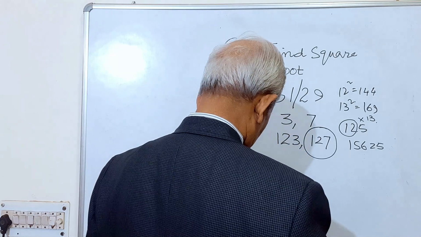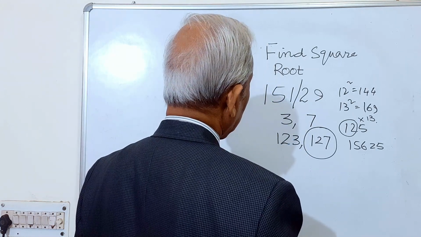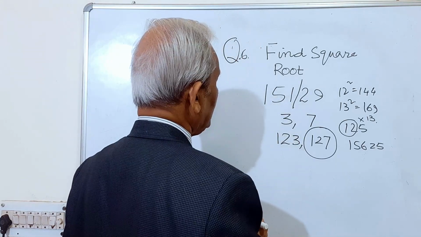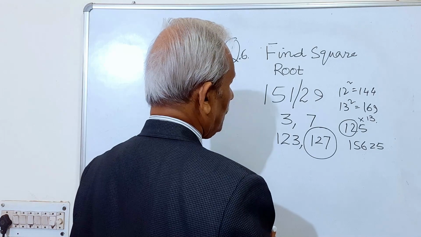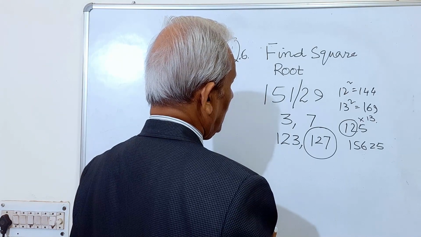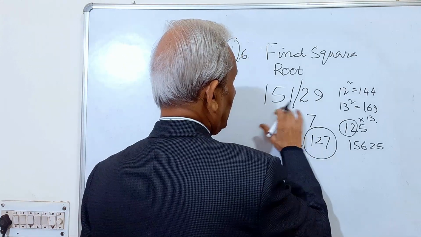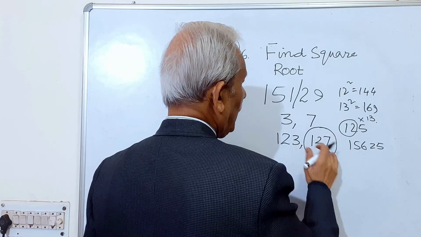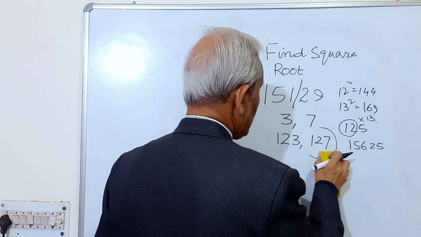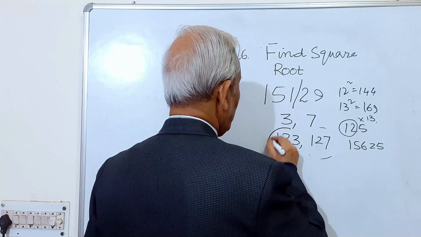Right? Have I done something wrong somewhere? 123, 127, 125 is 15625, which is more, sorry. The 15625 is more than this number, so the ones digit cannot become 5, it will become less than 5. That's where I was wrong. It will become less than 5, and if it is less than 5, the answer will become 123.